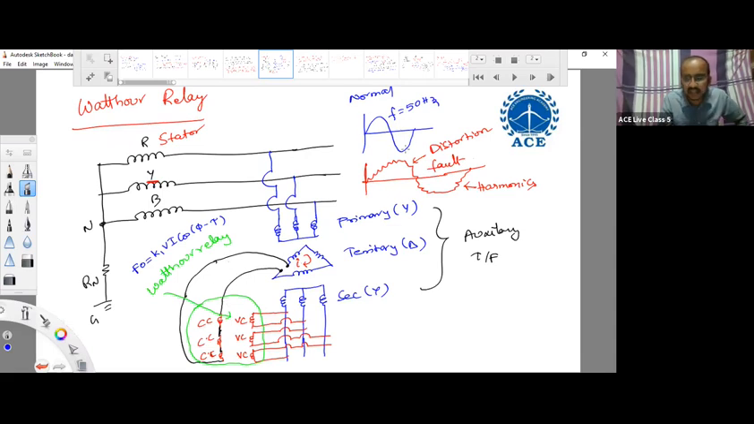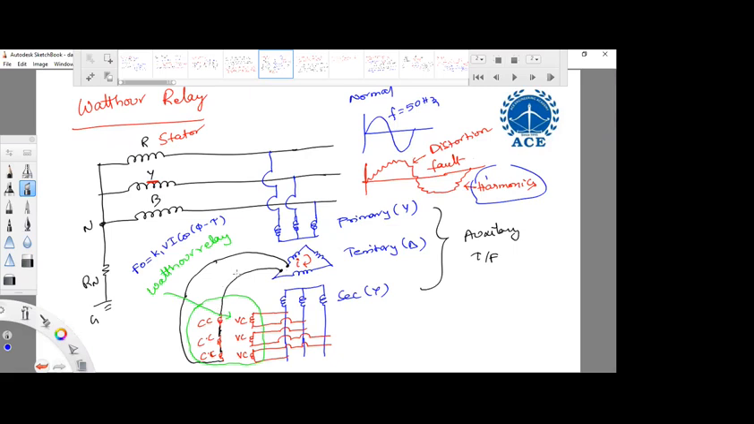During normal condition, the supply voltage is balanced and it consists of only 50 Hz frequency component. But whenever an interturn fault takes place, what happens? The voltage waveform will be distorted like this. This distorted voltage consists of harmonics. So this delta circuit offers a closed path for harmonic contents, and the current coils will be activated and the relay will operate.